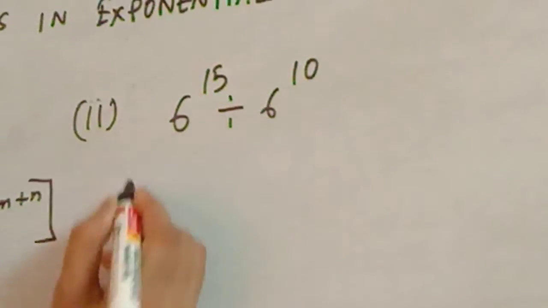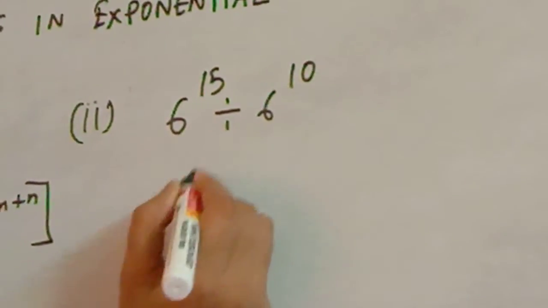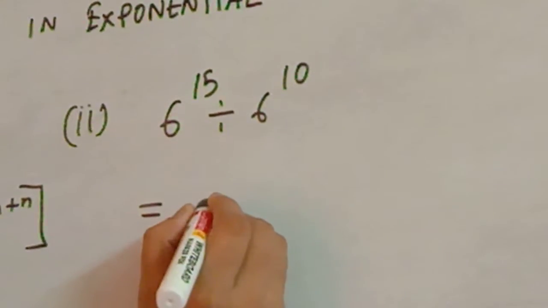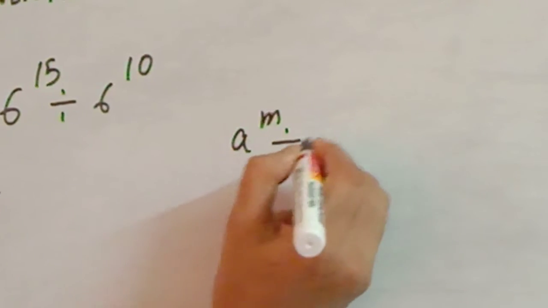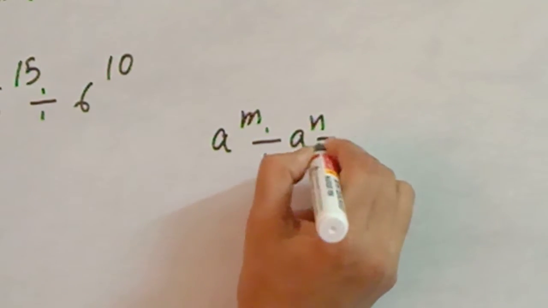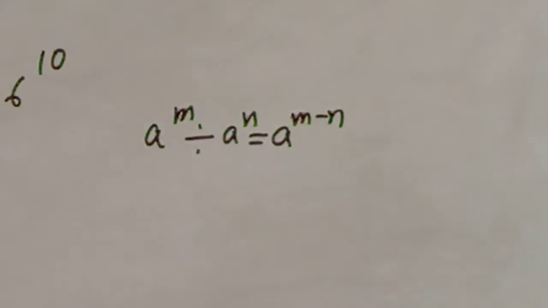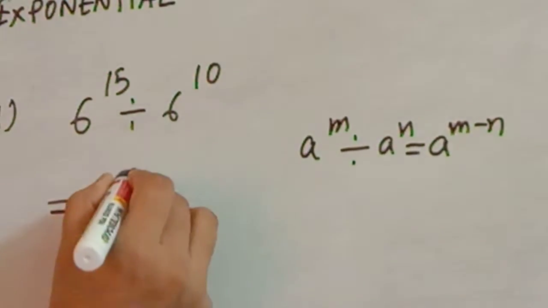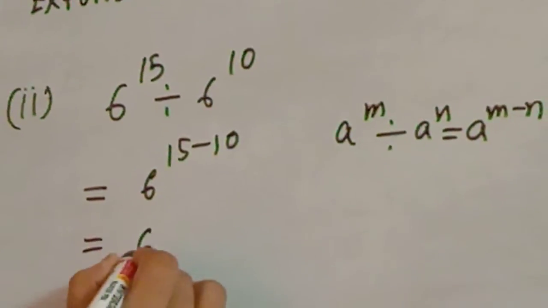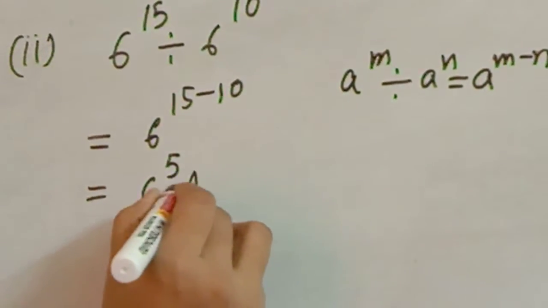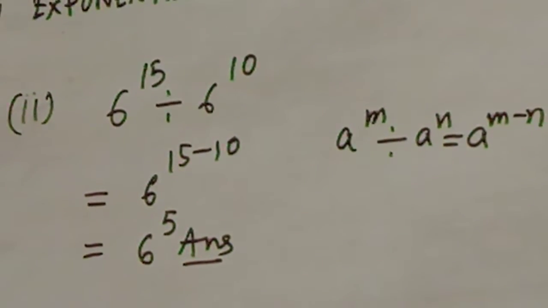Next is 6 to the power 15 divided by 6 to the power 10. Bases are same, division sign. So what you will do, you know that a to the power m divided by a to the power n is equal to a to the power m minus n. So 6 to the power 15 minus 10 equals 6 to the power 5, and this is the answer because you have to leave the answer in the exponential form.